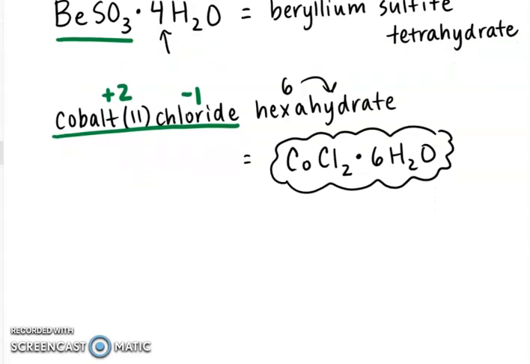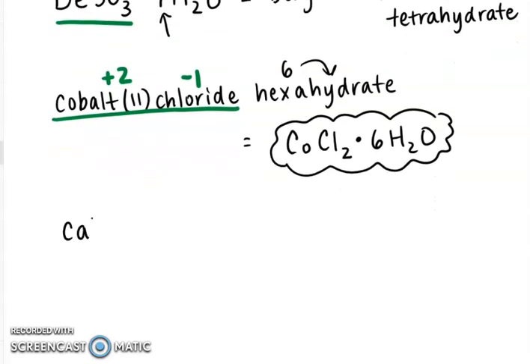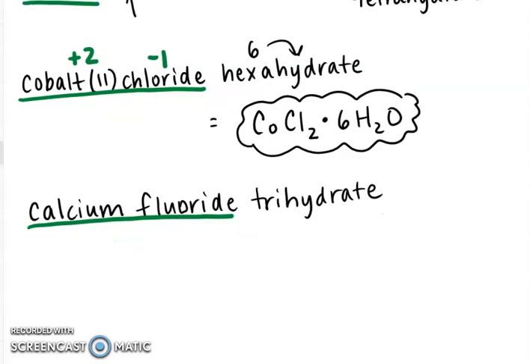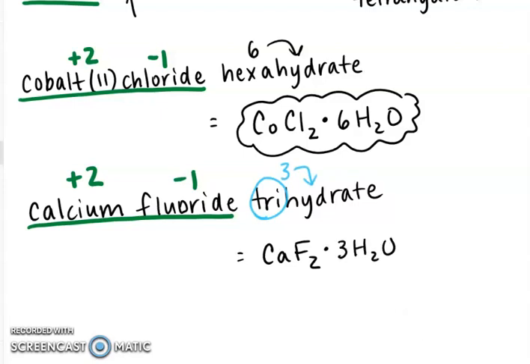One more of those. So let's say I had calcium fluoride trihydrate. So again, we're going to start with the chemical, not the hydrate, and we check our charges. So on my ion sheet, I would see that calcium is plus 2, fluoride is negative 1, so that is CaF2. And now I look at the hydrate part. Tri means 3, 3 waters, dot, 3 H2O.